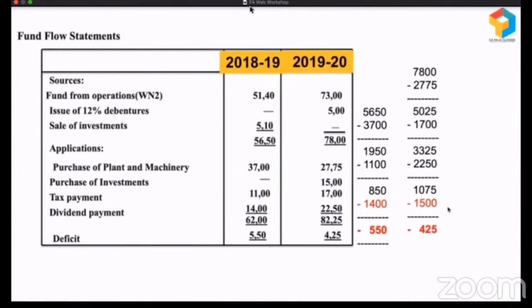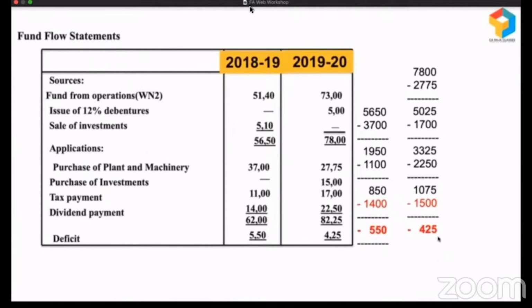This business is not learning from its mistakes. When they are left with 1,075, they should have stopped at that level. They should have ensured that this money is going for supporting the working capital requirements of the business, but they didn't do that. So all these kinds of hidden practices will get caught, will get revealed in the fund flow statement.